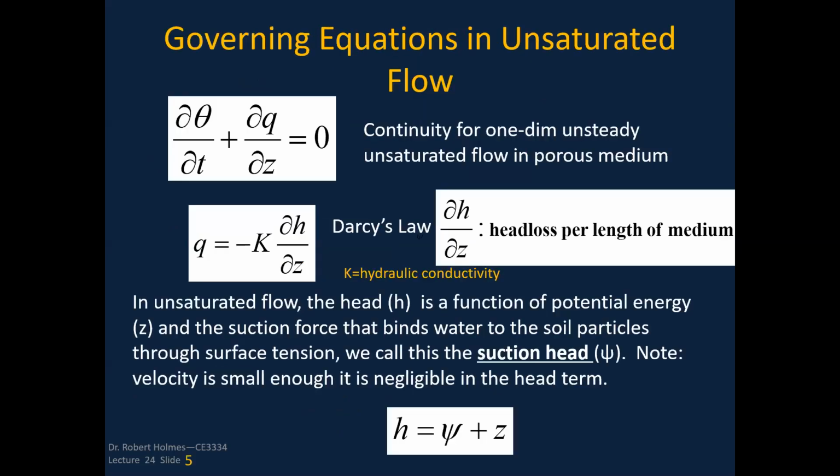If I look at the governing equations in unsaturated flow, this is the continuity, or conservation of mass, for one-dimensional unsteady unsaturated flow in porous media. Here we've got the water content of the soil. This is the time parameter. This is the Darcy flux, and this is the vertical direction z. So you can see that the water content varying with time, plus the Darcy flux varying with depth in the soil column, is equal to 0. That's the 1D unsteady unsaturated flow in porous medium.